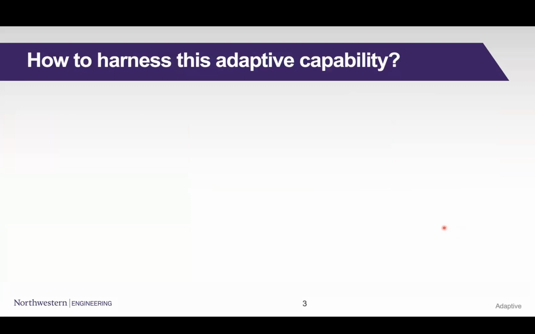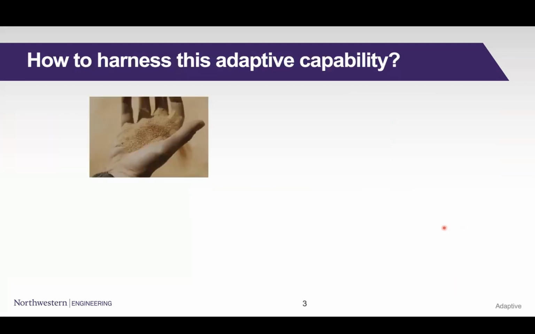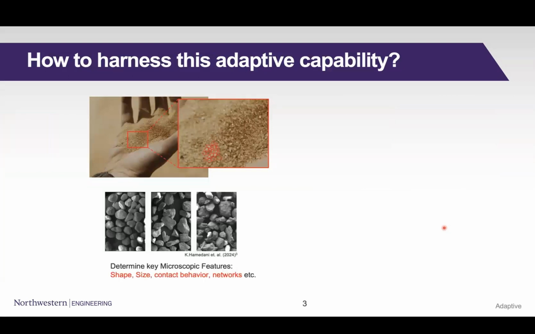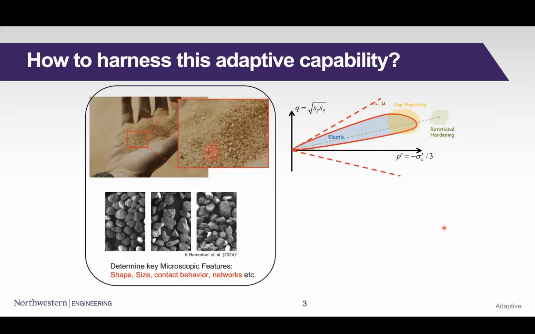Well, we need two main things. Number one is we need to determine the key important microscopic features such as the size and shape of these particles and their contact behavior. Number two is we need some smart constitutive models that can account for these microscopic features and predict the response of these materials.